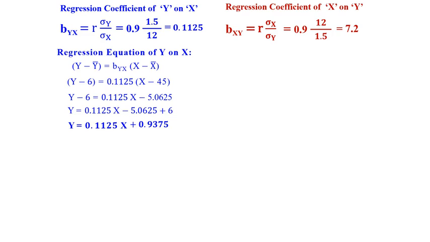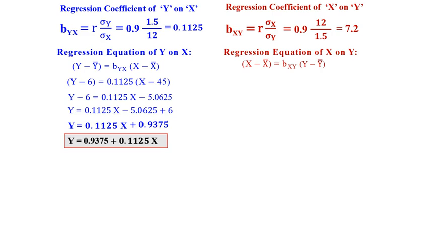0.9375. So let us write this in a formal way, y equals a plus bx form. So it will be like this, y equals 0.9375 plus 0.1125x. Similarly, find out, construct the regression equation x on y.